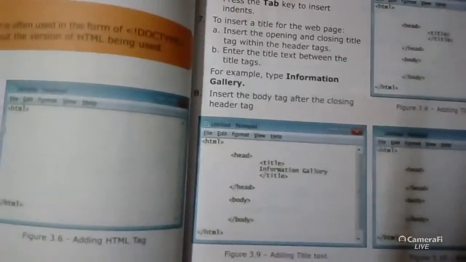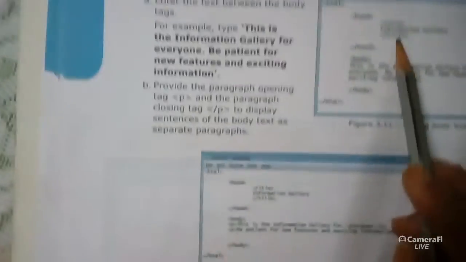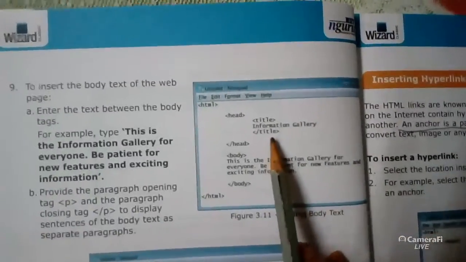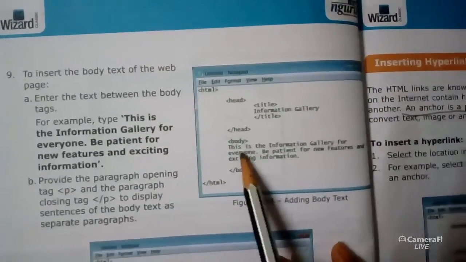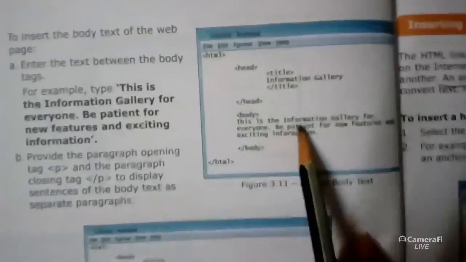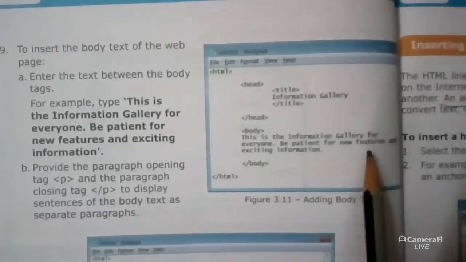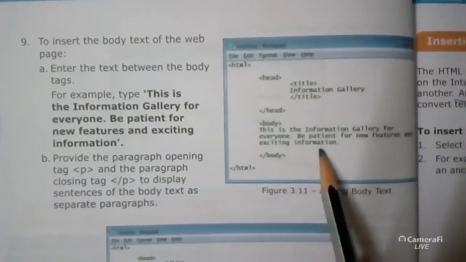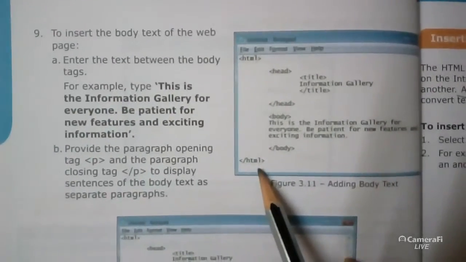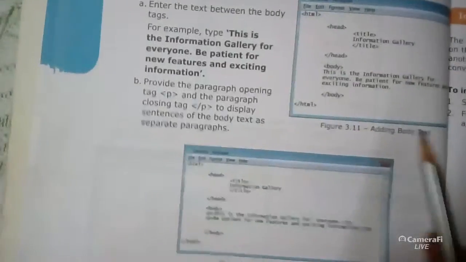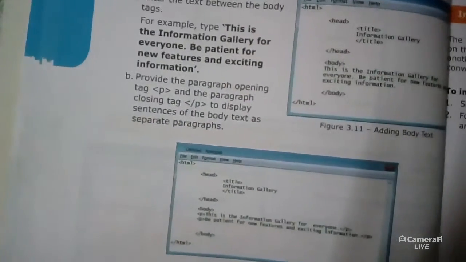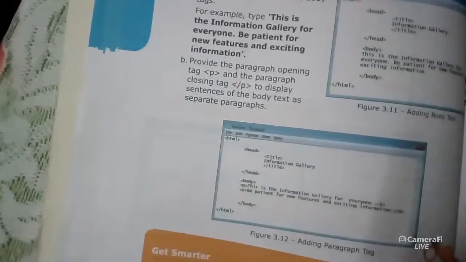What you will do after adding the tags: here see head, title, then body. Inside the body they have written, this is the information gallery for everyone. Be patient for new features and exciting information. Body, html. Adding text, that means you added the text over here. So up to here today I taught you.